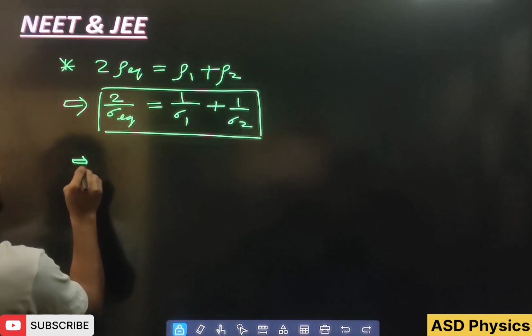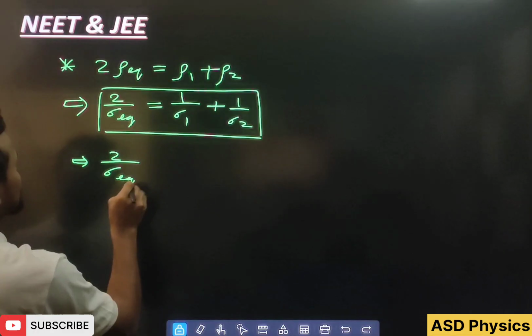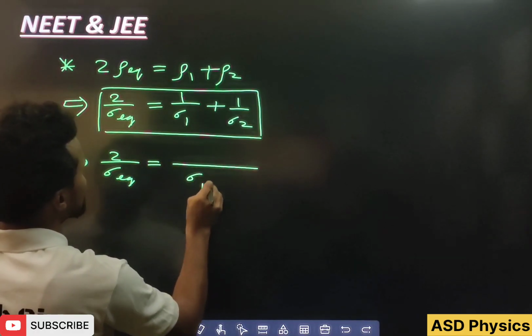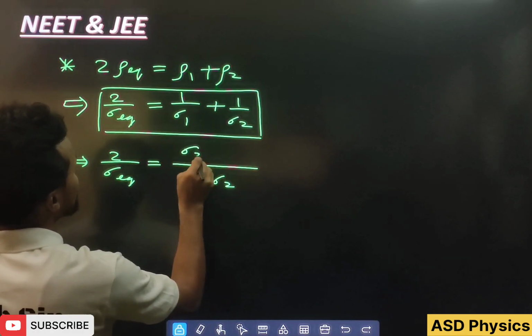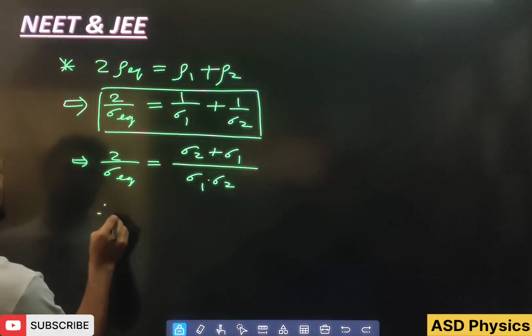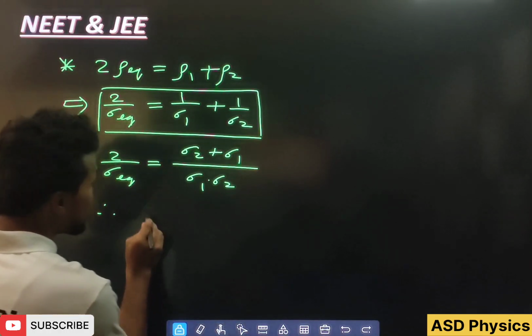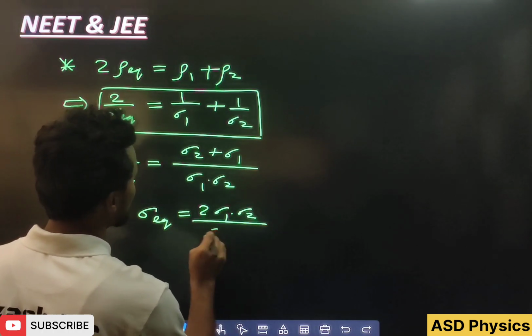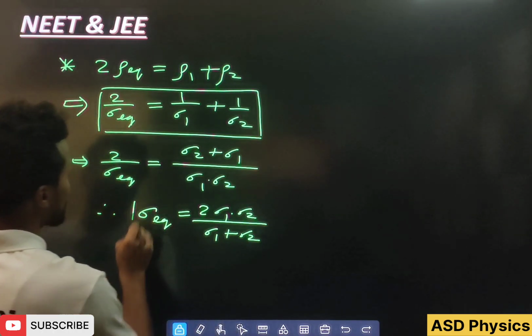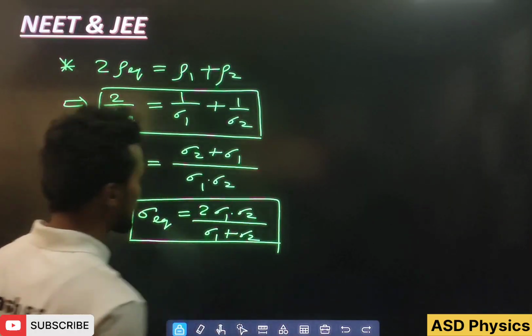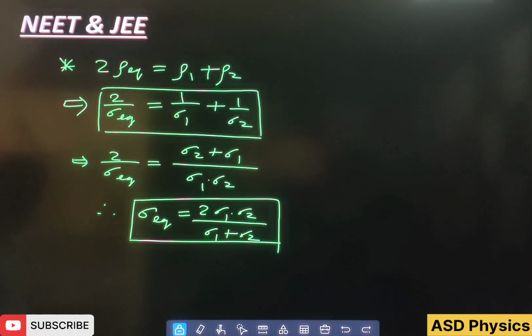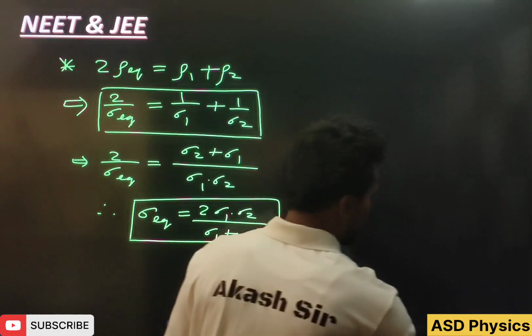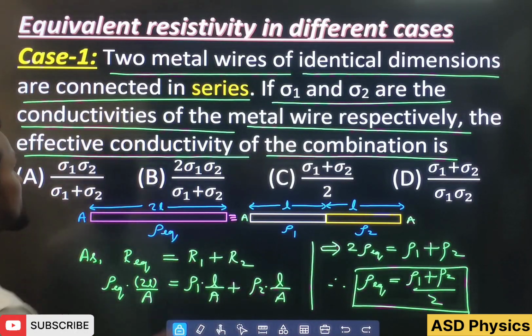After that, when I simplify more, 2 by sigma equivalent is equal to, taking the LCM, sigma 1 sigma 2 in the denominator, and in the numerator sigma 2 plus sigma 1. So hence, students, the equivalent conductivity comes out to be 2 sigma 1 sigma 2 by sigma 1 plus sigma 2. So this one we have solved for two conductors. Kindly see here very well. If I check the options, which option matches the equivalent conductivity? Option B is the correct answer.